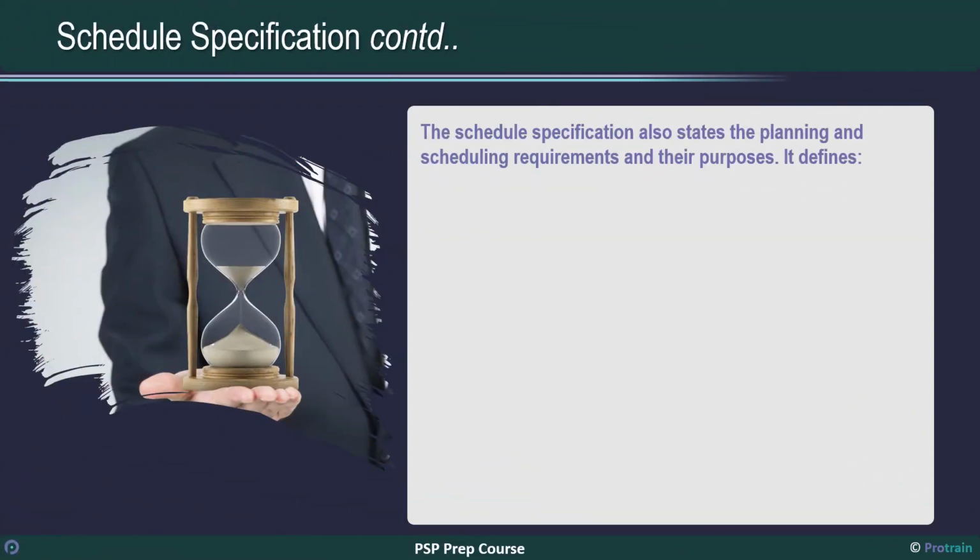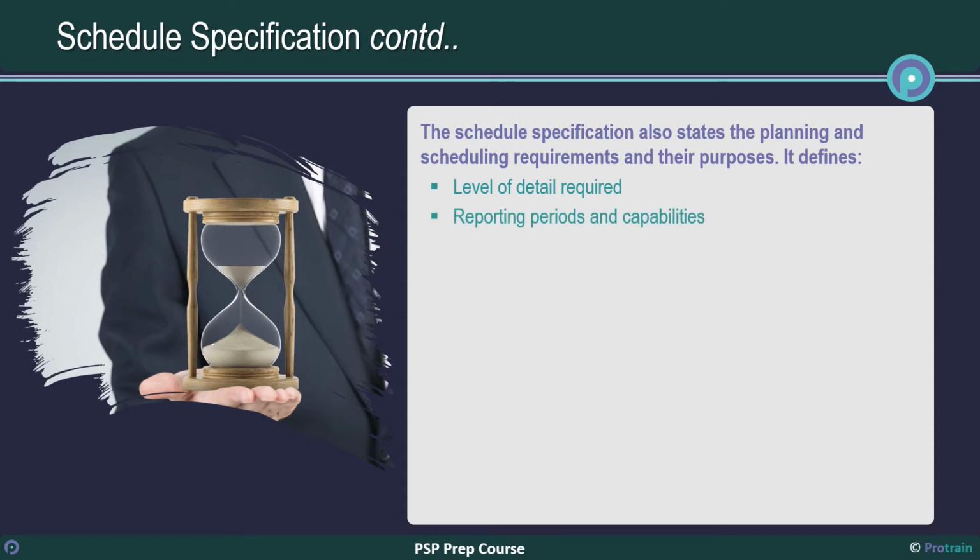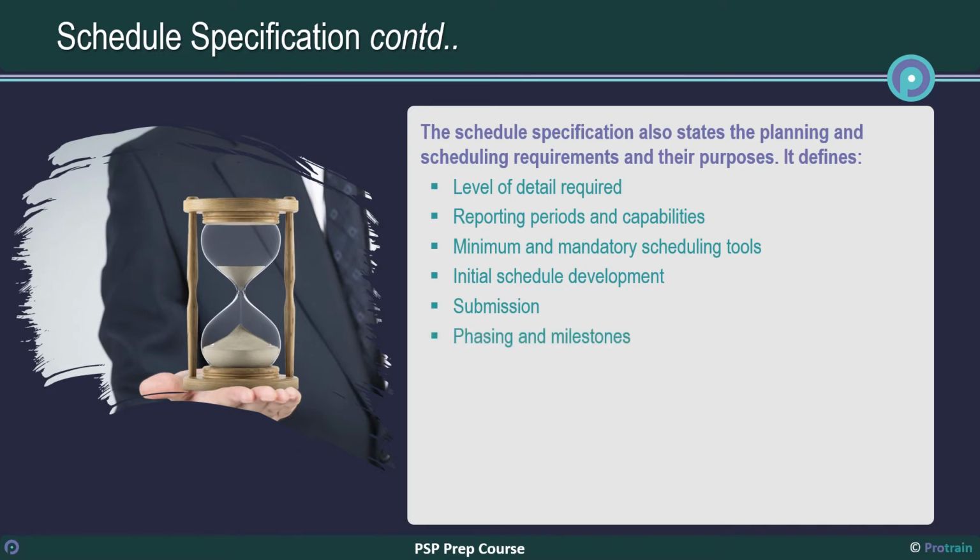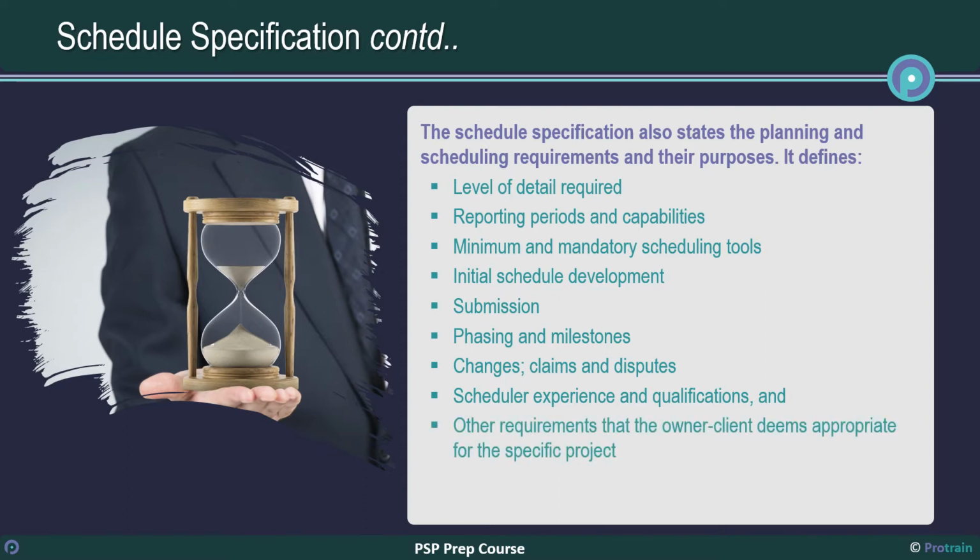The schedule specification also states the planning and scheduling requirements and their purposes. It defines level of detail required, reporting periods and capabilities, minimum and mandatory scheduling tools, initial schedule development, submission, phasing and milestones, changes, claims and disputes, scheduler experience and qualifications, and other requirements that the owner-client deems appropriate for the specific project.